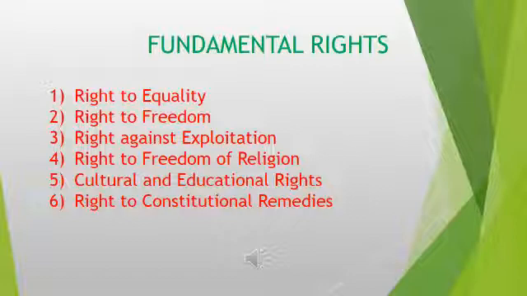Fourth right is right to freedom of religion. Every person has the right to practice, profess, and propagate the religion of their choice. Number fifth right is cultural and educational rights. All minorities, religious or linguistic, can set up their own educational institutions in order to preserve and develop their own culture. And the last is sixth, right to constitutional remedies. This allows citizens to move the court if they believe that any of their fundamental rights have been violated by the state or any other individual.